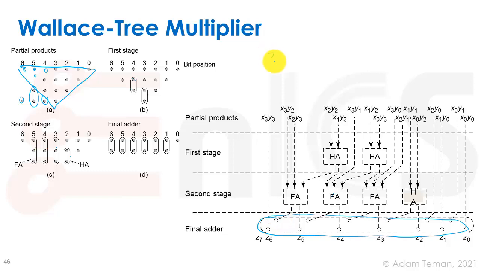And since we're using 3-to-2 compressors, what we're going to get is a log base 3/2 type of a reduction. It's not going to be a full log base 2 reduction, but it's going to be something like a log base 3/2 reduction if our tree is large enough. So that's a really nice type of speed up, and it's the fastest type of multiplier that we can find out there, especially if you combine it with a Booth recoder.